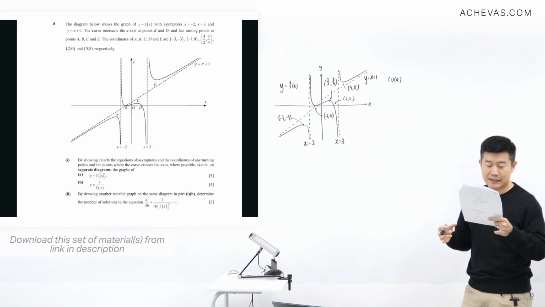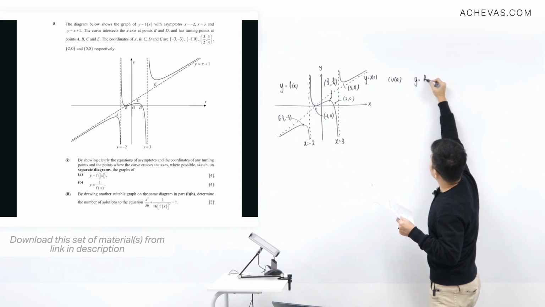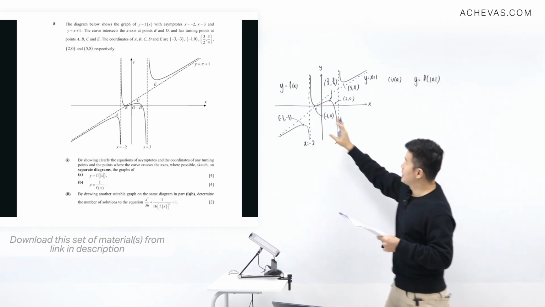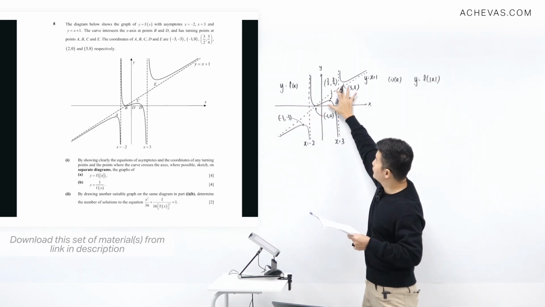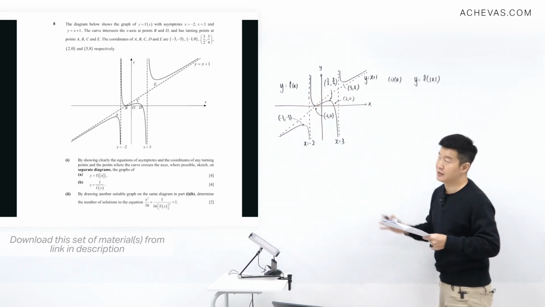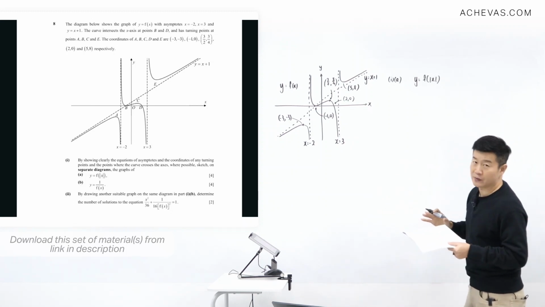So part 1a, we are supposed to be sketching the graph of y is equal to f(|x|). To sketch this graph, we are going to ignore this part of the graph in the original graph. Then we draw this part, and we reflect this part over to the left-hand side about the y-axis. So that is the transformation that we have learned.